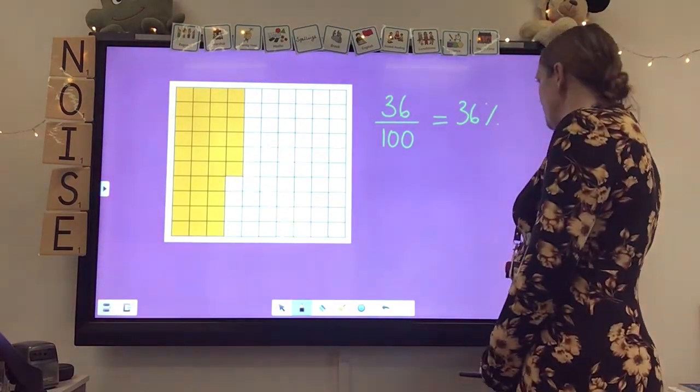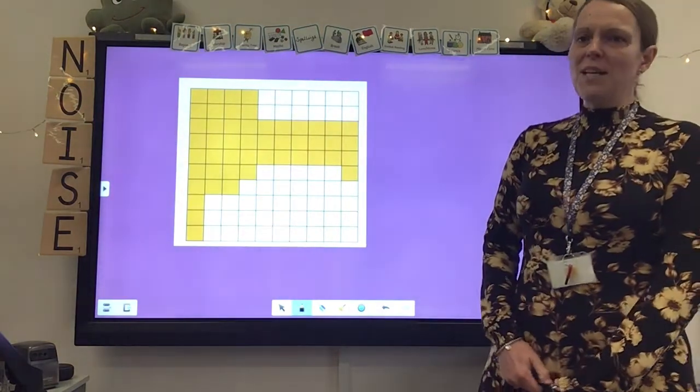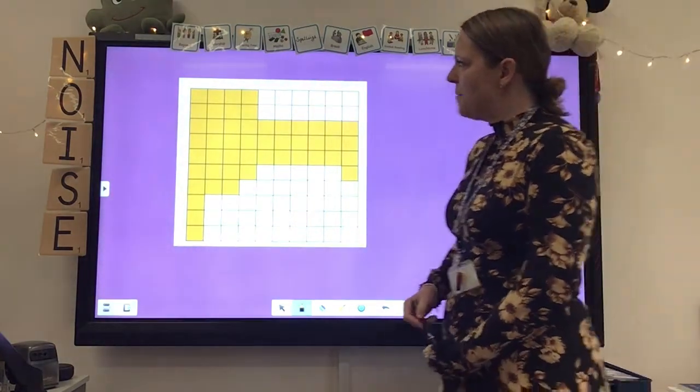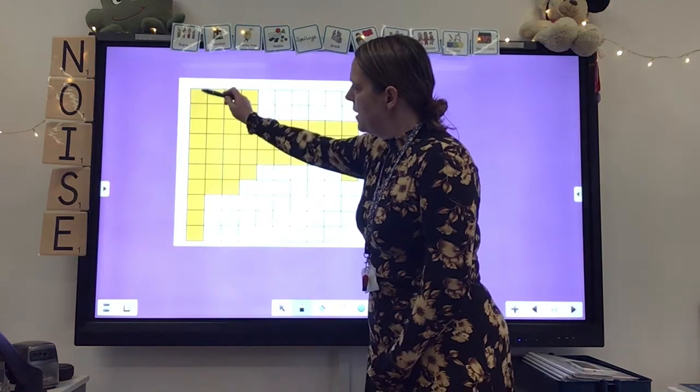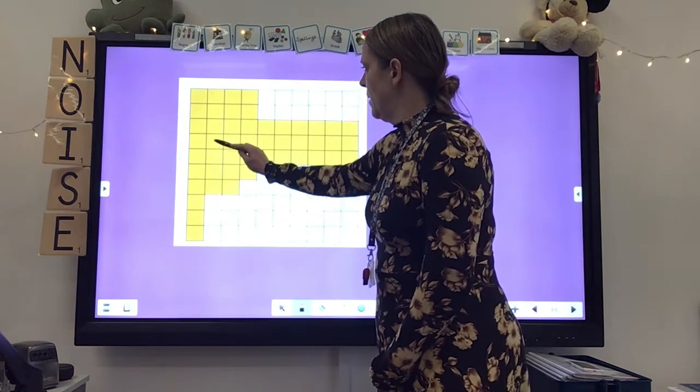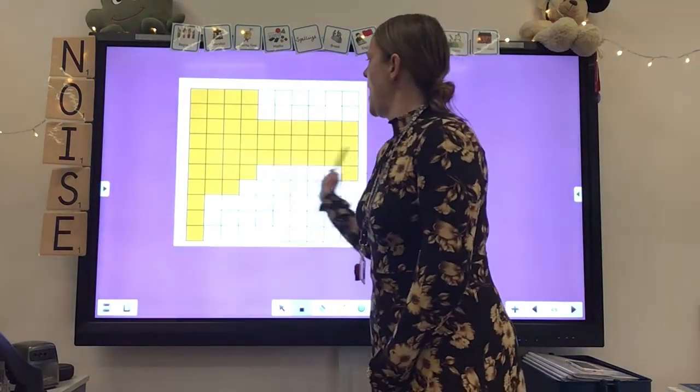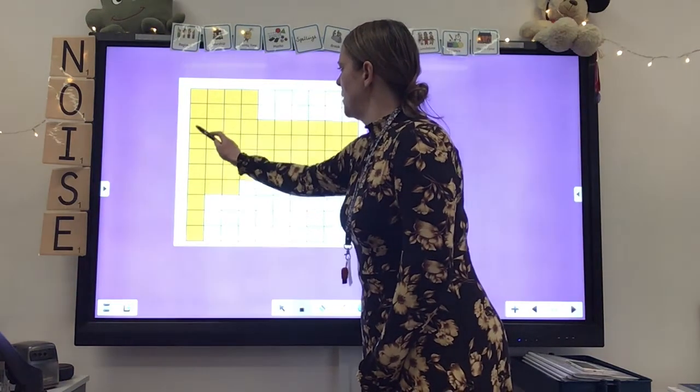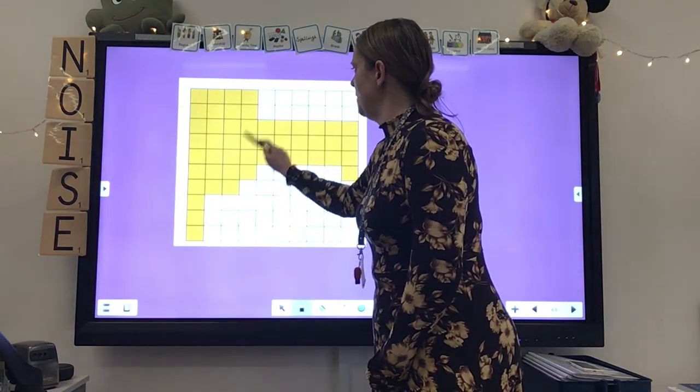Let's have a look at another example. Oh, this one's a bit more tricky, isn't it? Because the things are dotted around. So I need to count my squares. So I know I've got 10. Well, let's go this way actually. This will be easier. So 10, 20, 30. I'm just going to quickly put dots in these so I know I've counted them.